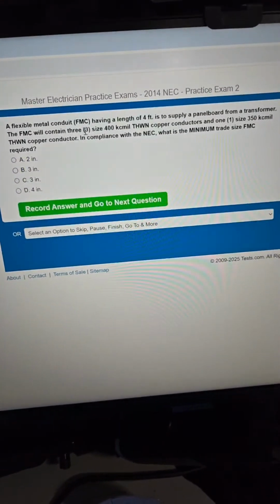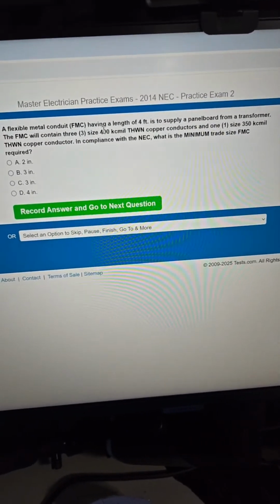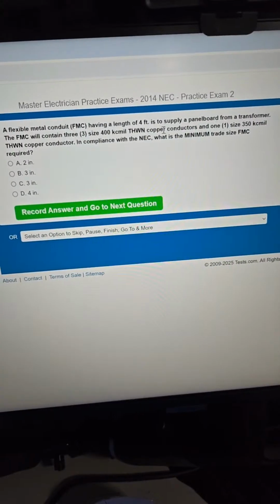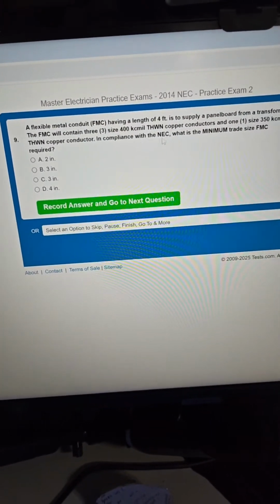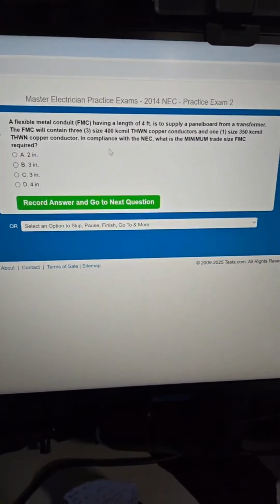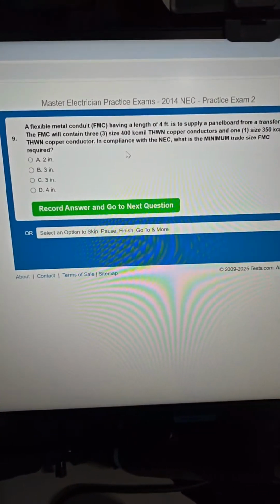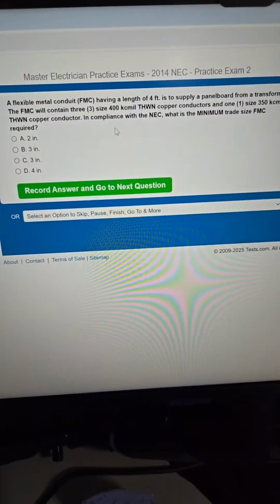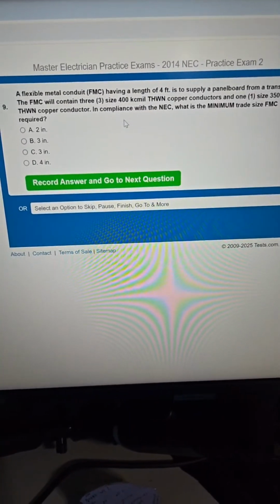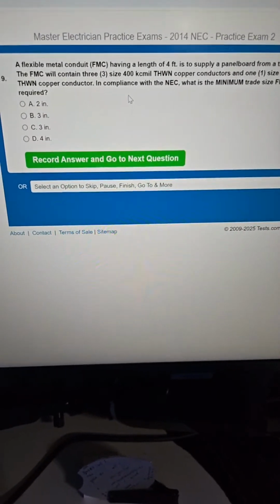Flexible metal conduit, FMC, having a length of 4 feet is supplying a panel board from a transformer. The FMC contains 3 400s. Okay. 1 350 kcmil copper conductor in compliance. The minimum trade size. Ooh. We know the 3-inch would be 500s. We can probably cram that. I like how B and C are both 3-inch. It's going to be a 3-inch.